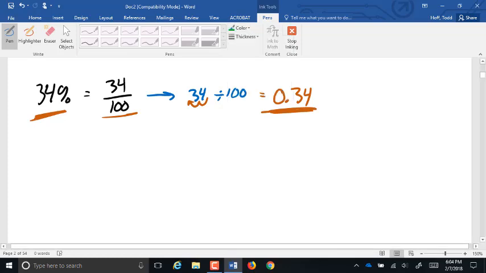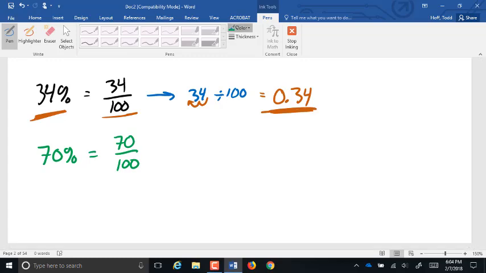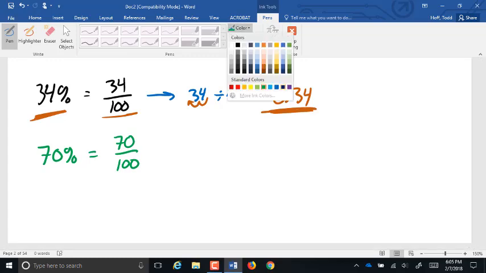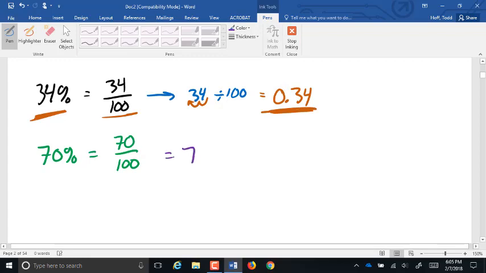Since any percent, let's say I have 70%, is going to be out of 100, to convert it to a decimal, we are simply dividing by 100. And dividing by 100 always moves that decimal point 2 spots. So that becomes 0.7. If you put 0.70, that's fine as well. So to convert a percent into a decimal, the shortcut becomes just moving the decimal point.